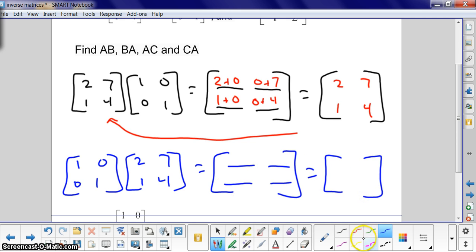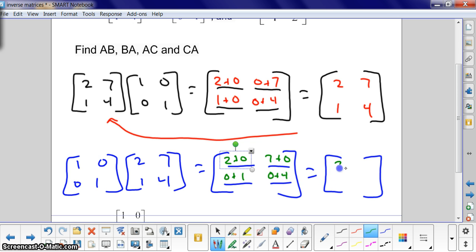And let's see what it looks like. All right, let's go green. 1 times 2 is 2 plus 0 times 1. 1 times 7 is 7 plus 0 times 4. 0 times 2 is 0 plus 1 times 1. And 0 times 7 is 0 plus 1 times 4.